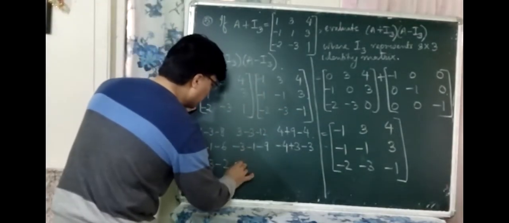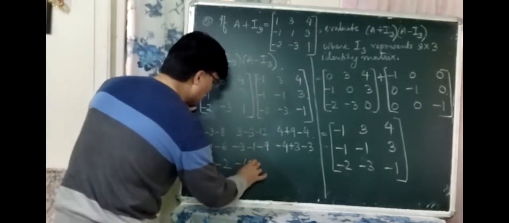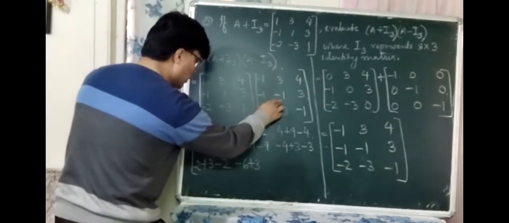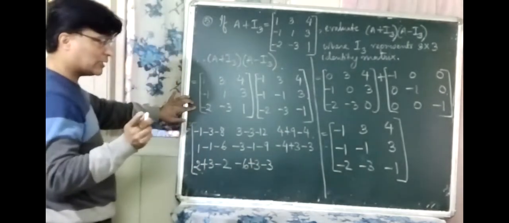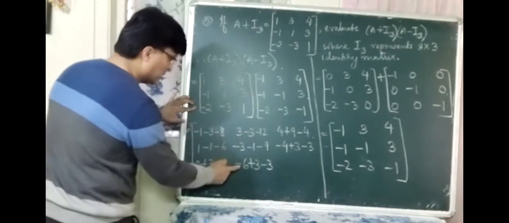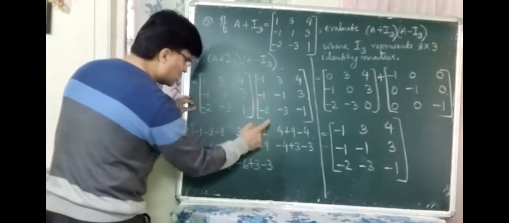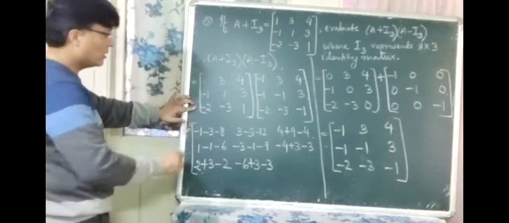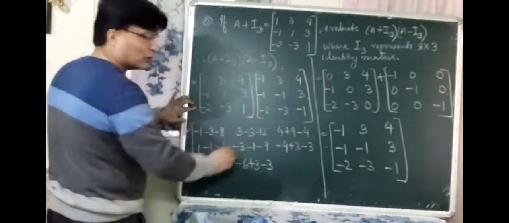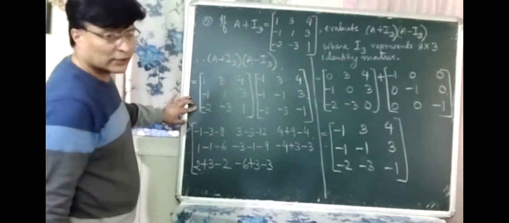Minus 2 into 3, minus 6, minus 3 into minus 1 is plus 3, and 1 into minus 3 is minus 3. Let us check it once again. Minus 2 into 3, minus 6, minus 3 into minus 1, plus 3, 1 into minus 3, that is minus 3. Again, this third row should be multiplied by third column. Corresponding elements should be multiplied.